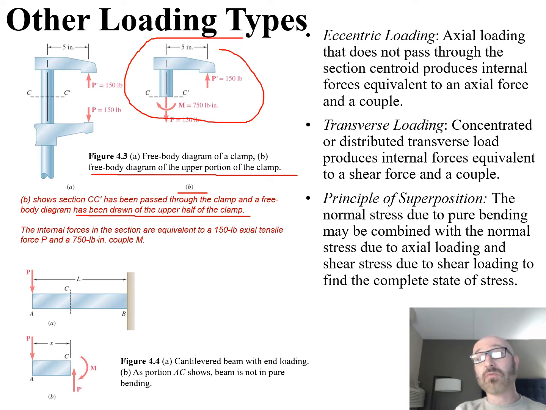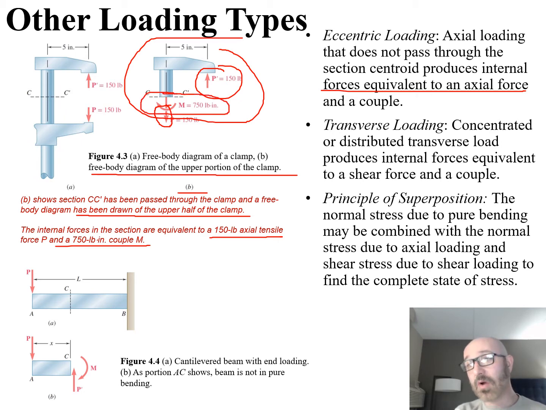So internal forces in the section are equivalent to the 150-pound axial tensile force. So that's exactly what we said. The force is equivalent to an axial force for eccentric loading. So we can see the 150 and the 150 right there. And we have a moment now of 750 pound-inches. There's our moment, 750 pound-inches.